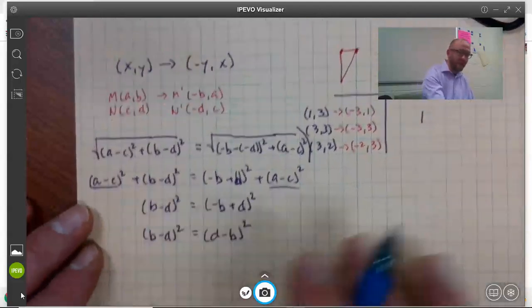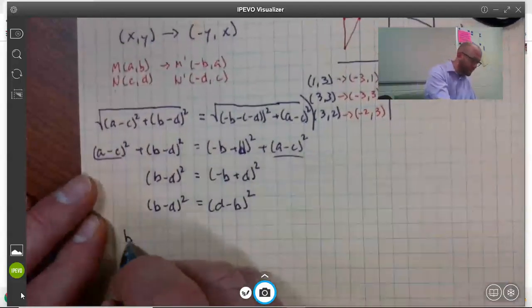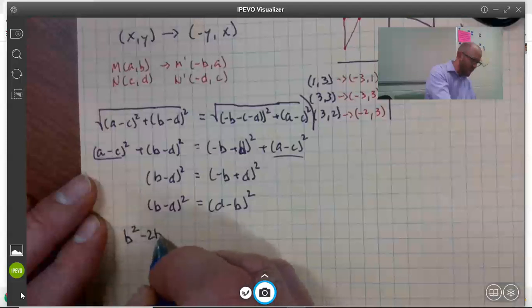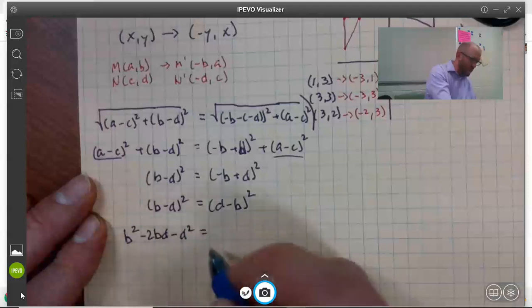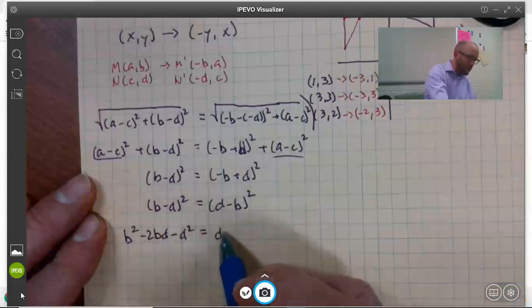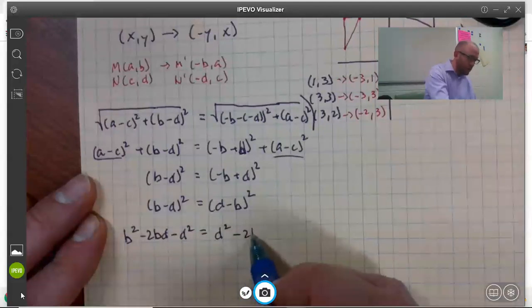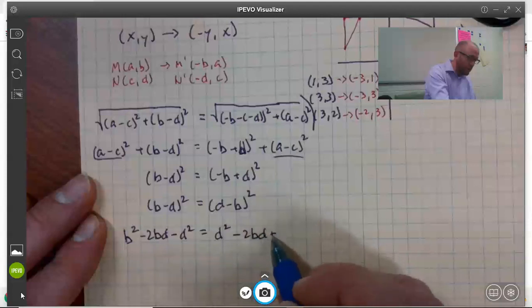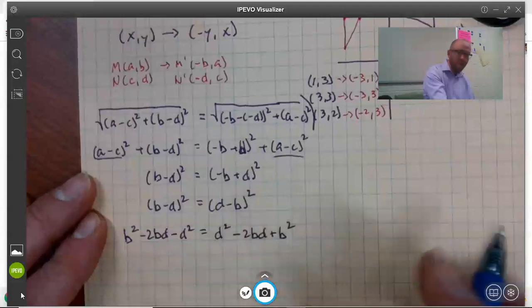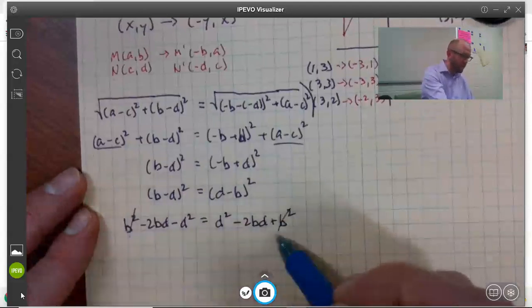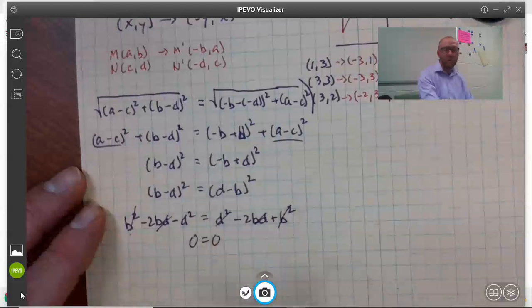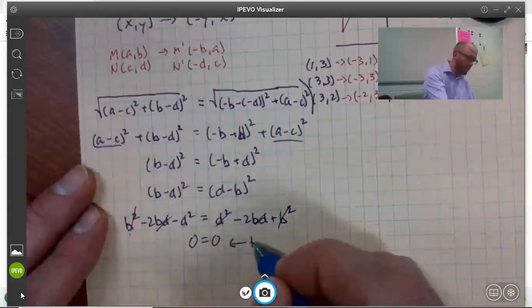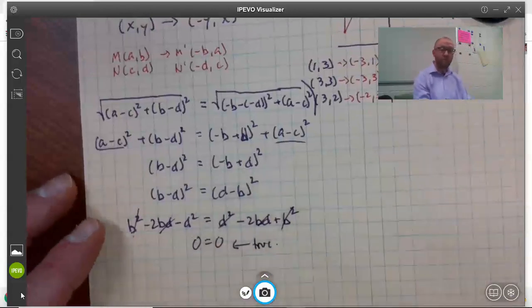So we'll expand each of these binomials. And we get B squared minus 2BD plus D squared. And then over here, D squared minus 2BD plus B squared, and then notice cancel, cancel, cancel, cancel, cancel, cancel. 0 equals 0, which is true.